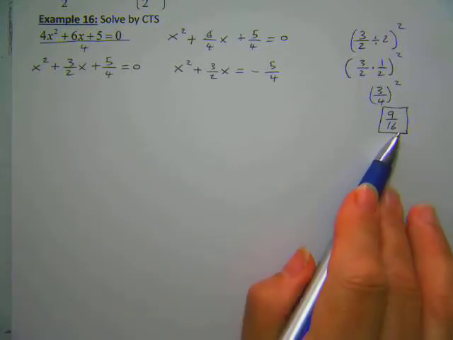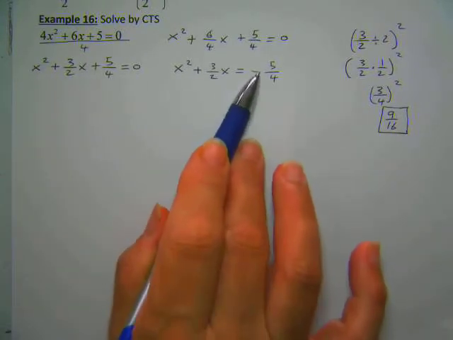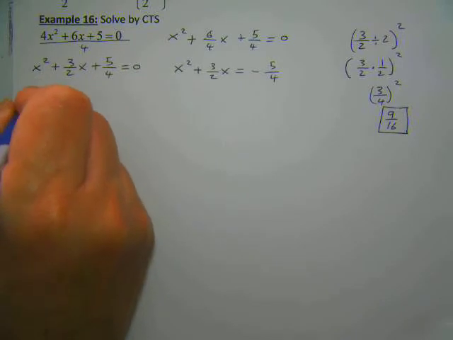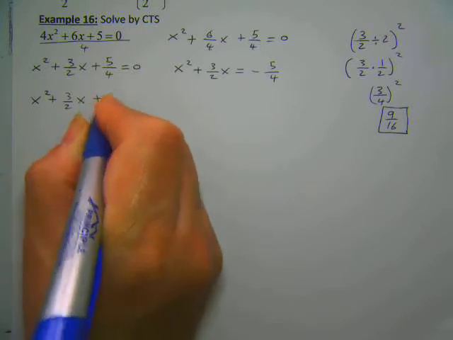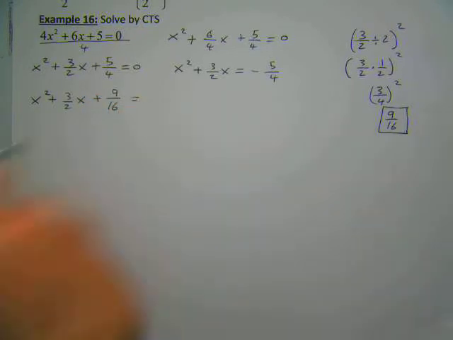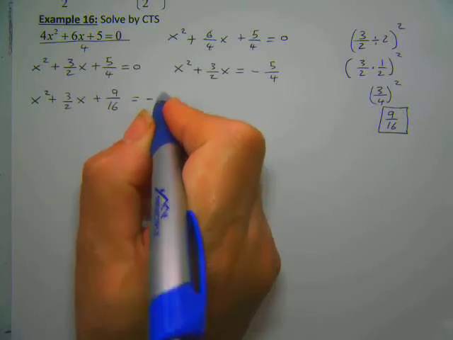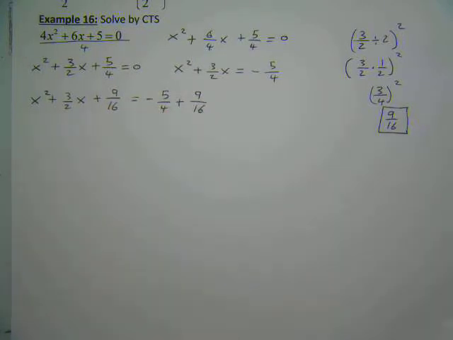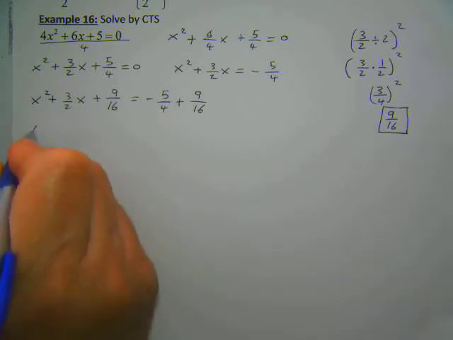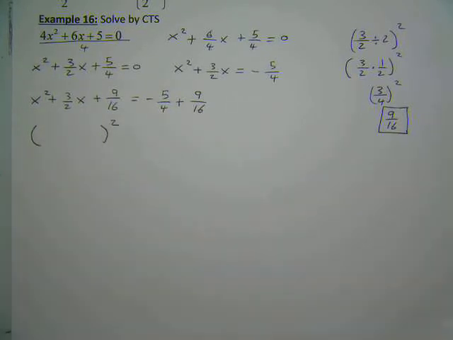Now take this result and add it to both sides of the equation. So we're going to get x squared plus 3/2 x plus 9/16 is equal to negative 5/4 plus 9/16. The minute, guys, the minute you do this step, which is adding the result to both sides of the equation, immediately do this. This way you know that the next step is to factor the left-hand side. This way you don't make any mistakes.